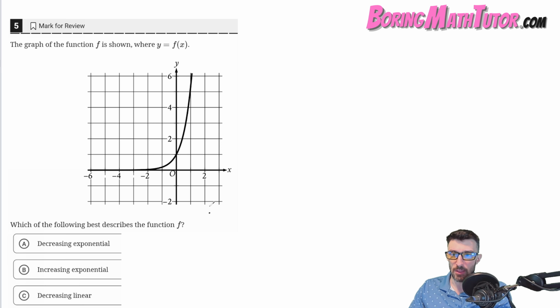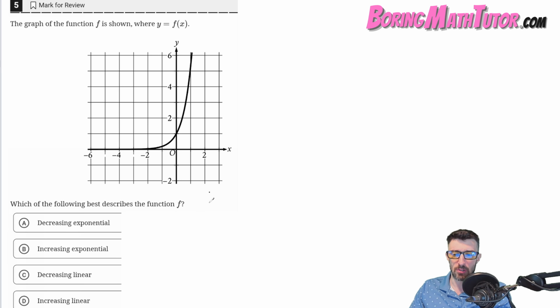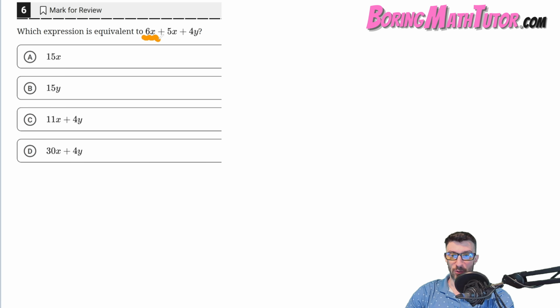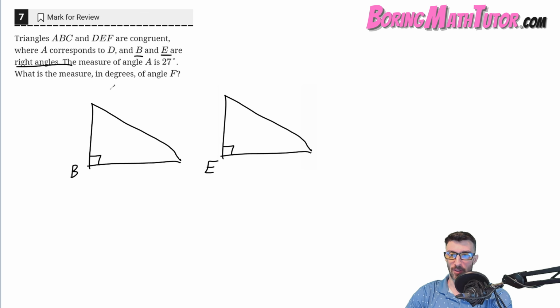All right, let's move on. We got the graph of this function is shown. Which of the following best describes this function? Well, this is definitely not a straight line, so we would not call it linear. It's exponential, and it's increasing as it goes to the right. Always as you go to the right. This problem is what's known as a complete waste of time. So we're going to move on to number 7.